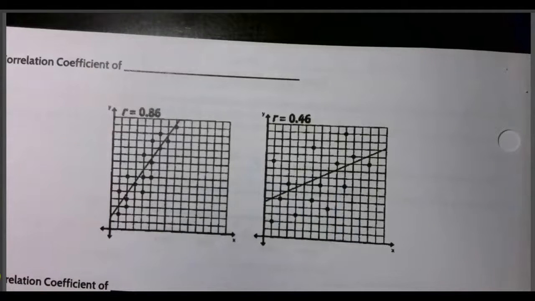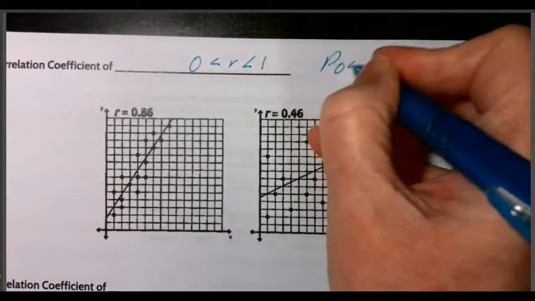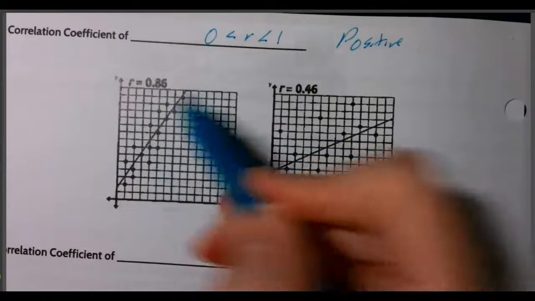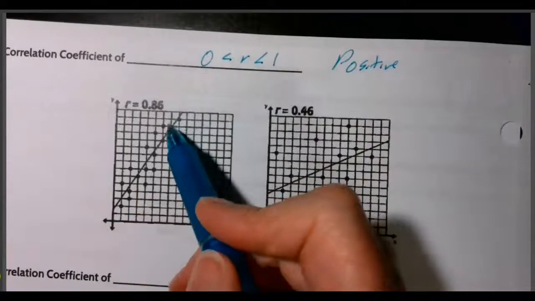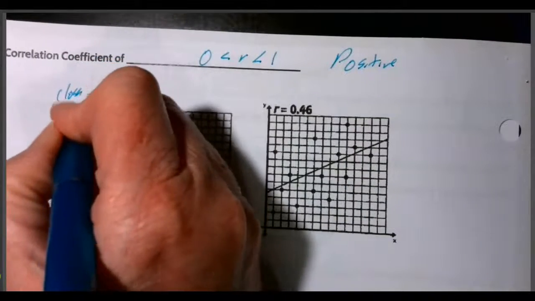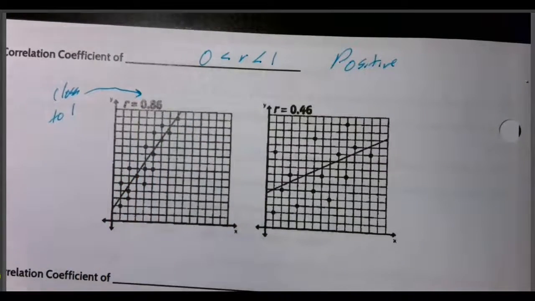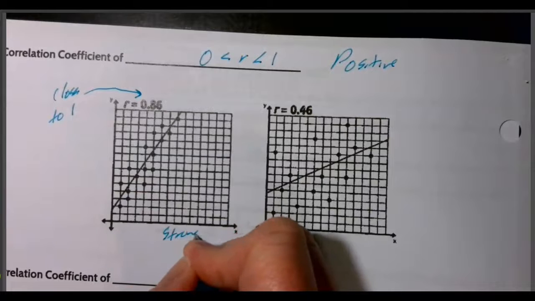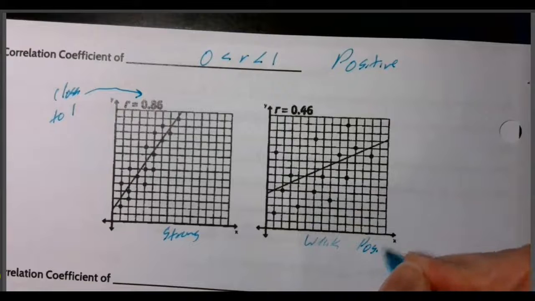First off, the correlation coefficient can be between 0 and 1 because it's a positive. These are all positive, so they're going to be between 0 and 1. This one's fairly strong. You can definitely see that it's going in a positive direction, so that's 0.86. That's a pretty high number for a positive. And the reason is because this is closer to 1. The higher the decimal, the stronger it is. So this is a strong positive correlation. This is a weak positive.